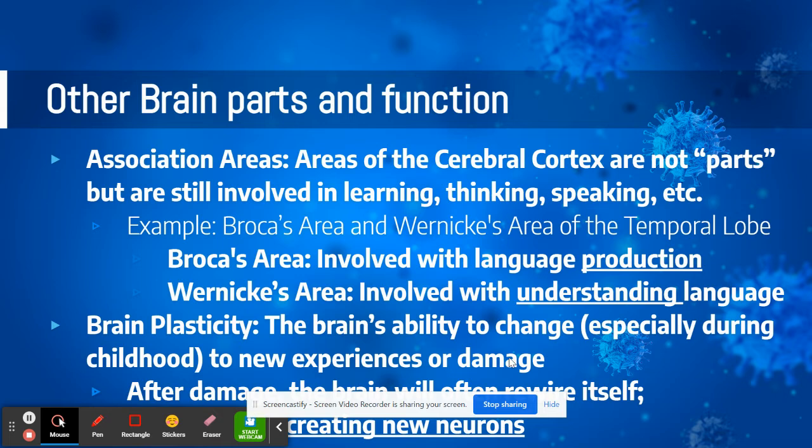So like when Phineas Gage lost this chunk of his frontal lobe, he could still do some planning and thinking, even if it was altered. Other parts of his brain can pick up that job responsibility. And it also is all about creating new neurons and new rewiring.